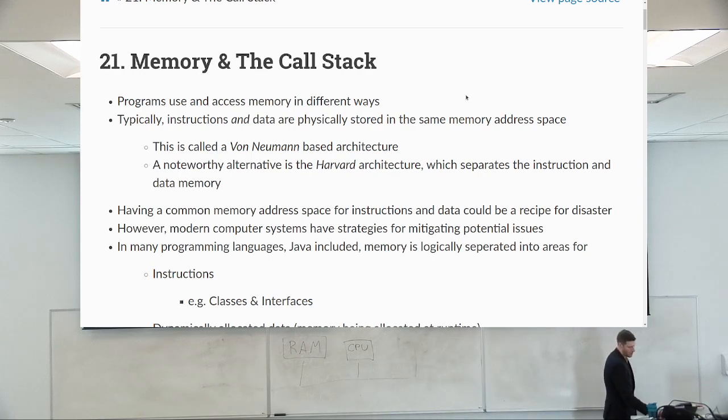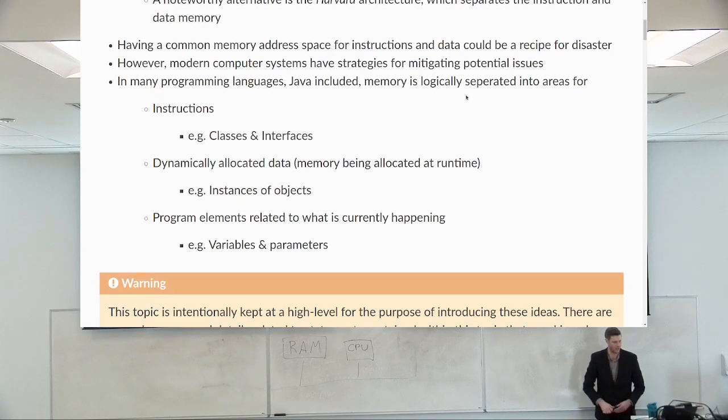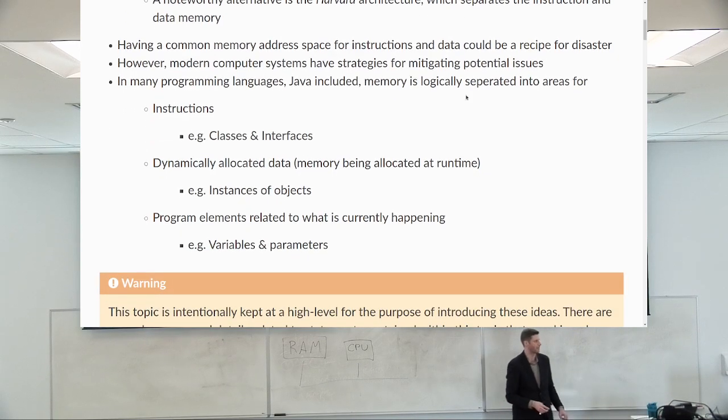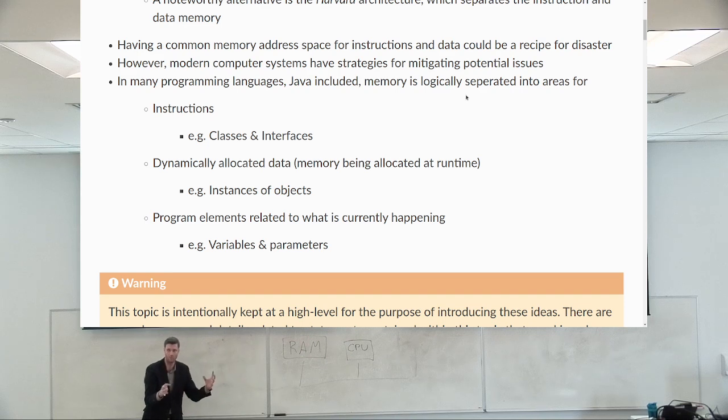Having a common memory address space for instructions and data could be a recipe for disaster. However, modern computers have strategies for mitigating potential issues, and many programming languages, like Java, included, logically separate them. So even though the instructions and data are physically stored in the same chunk of RAM, we very elegantly pretend that they are separate. So it kind of eliminates all those issues anyways.